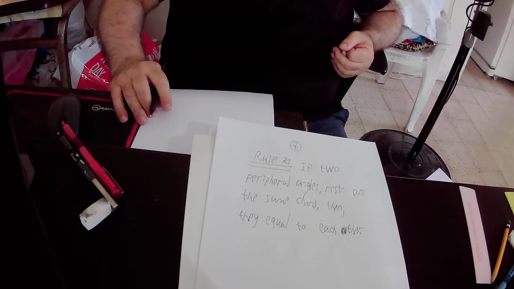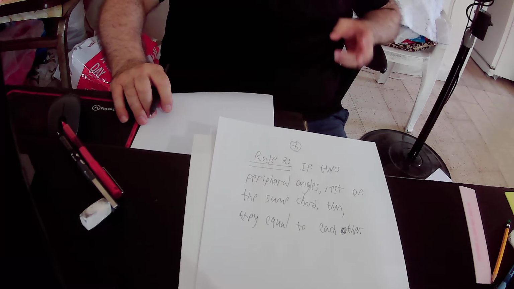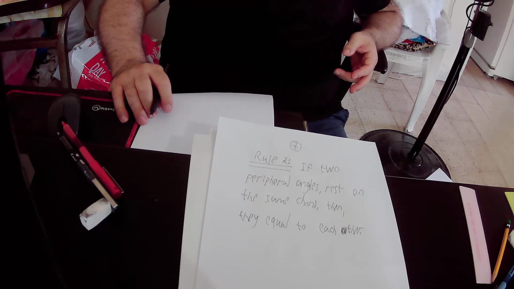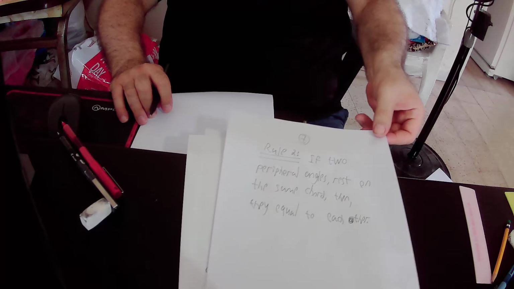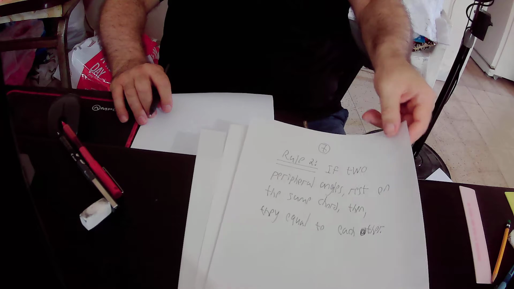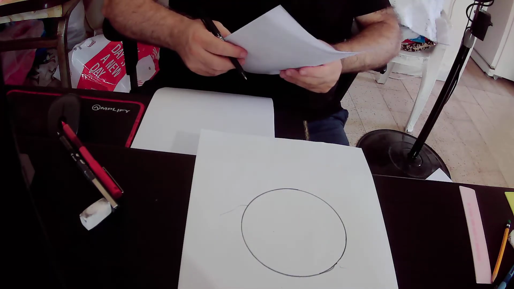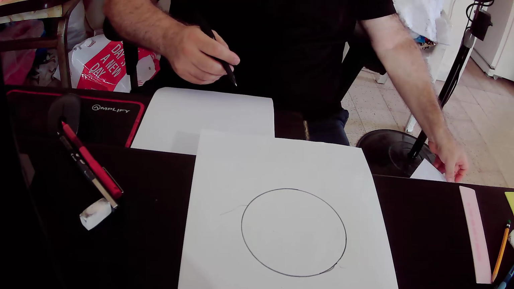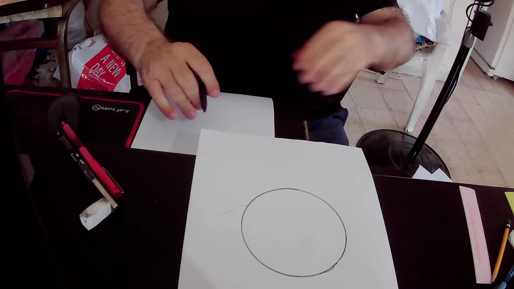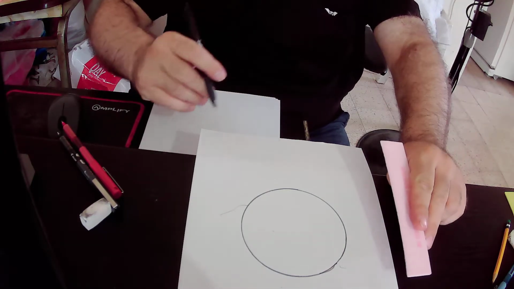So if we have two peripheral angles that both of them rest on the same chord, then they equal each other. I will show you an example in order to clarify rule number two. So in this circle we'll draw two peripheral angles.